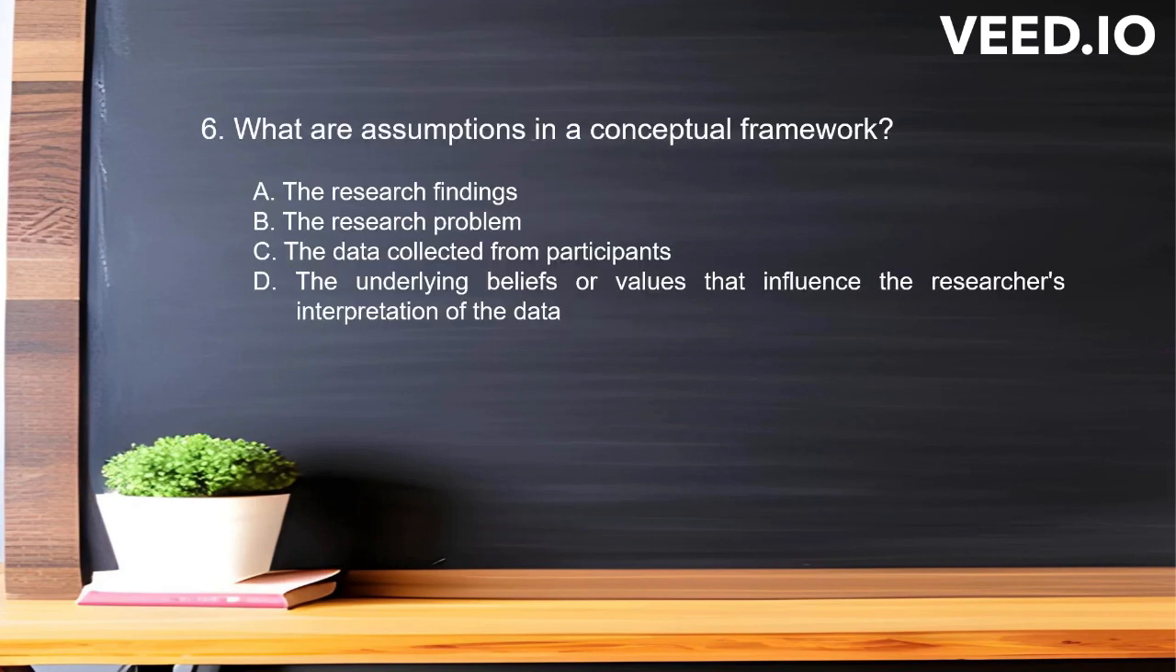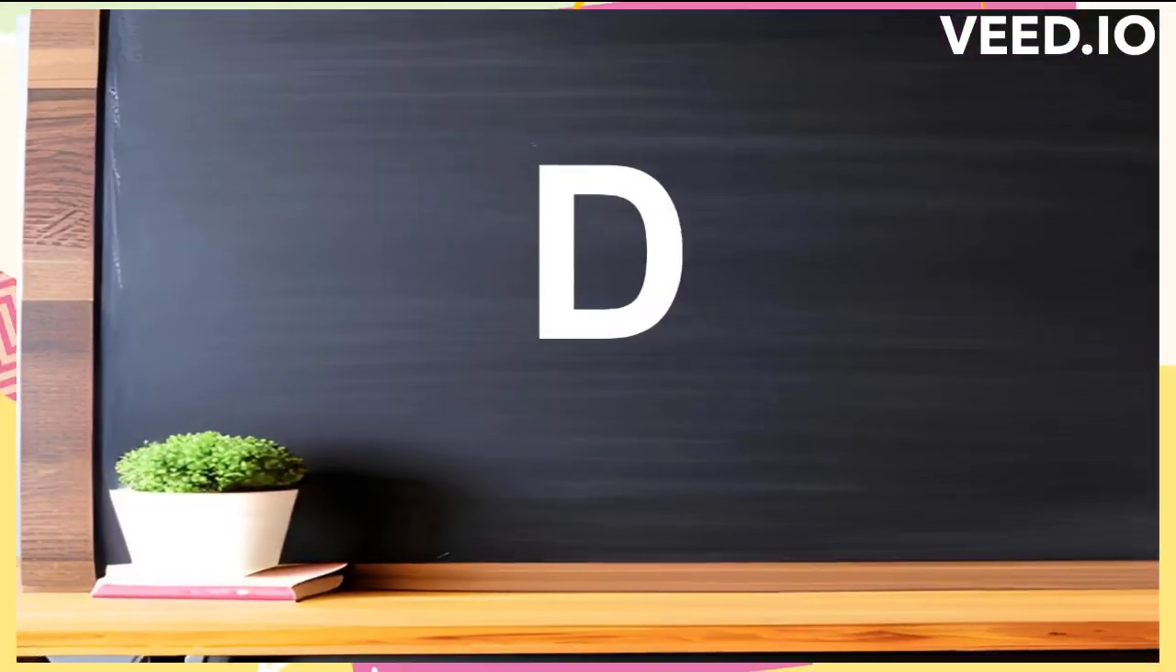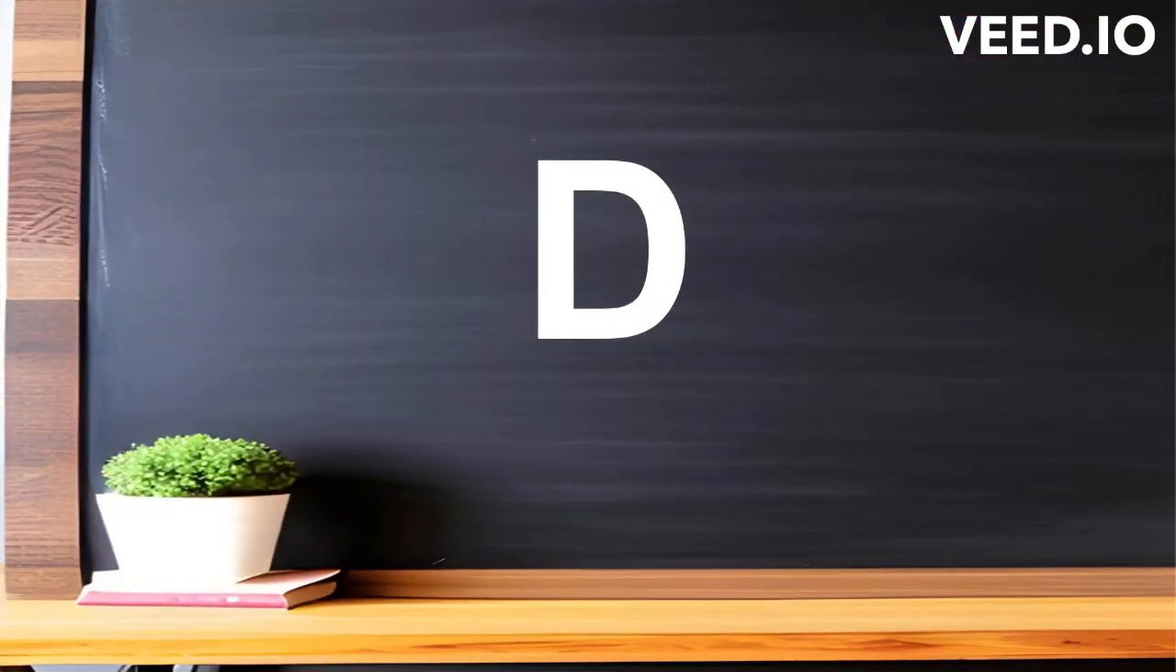6. What are assumptions in a conceptual framework? A. The research findings. B. The research problem. C. The data collected from participants. D. The underlying beliefs or values that influence the researcher's interpretation of the data. The answer is D. The underlying beliefs or values that influence the researcher's interpretation of the data.